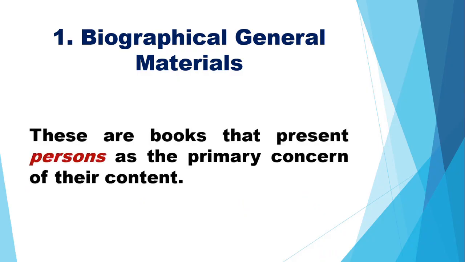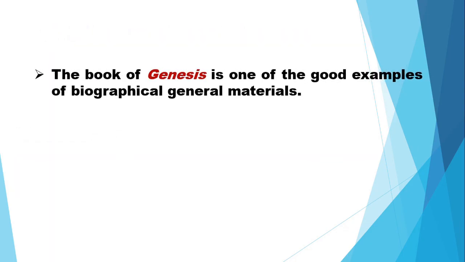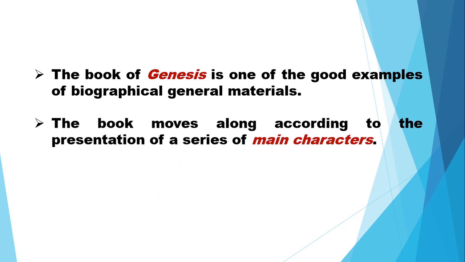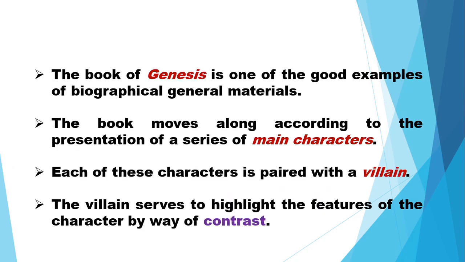So, biographical general materials are books that present persons as the primary concern of their content. The book of Genesis is one of the good examples of biographical general materials. The book moves along according to the presentation of a series of main characters. Each of these characters is paired with a villain. The villain serves to highlight the features of the character by way of contrast.